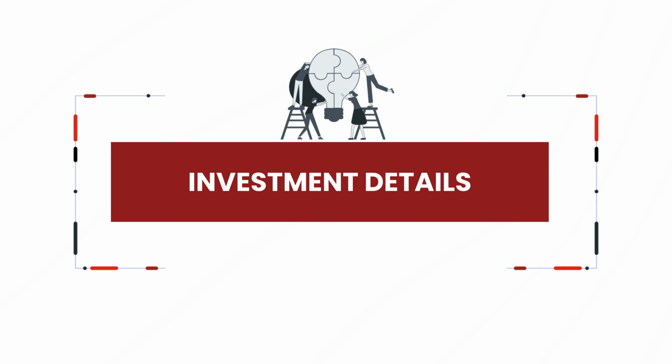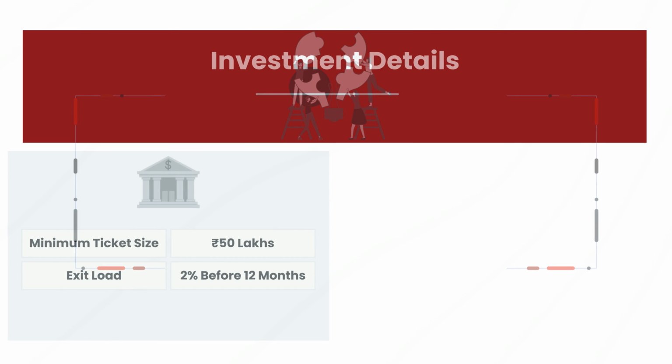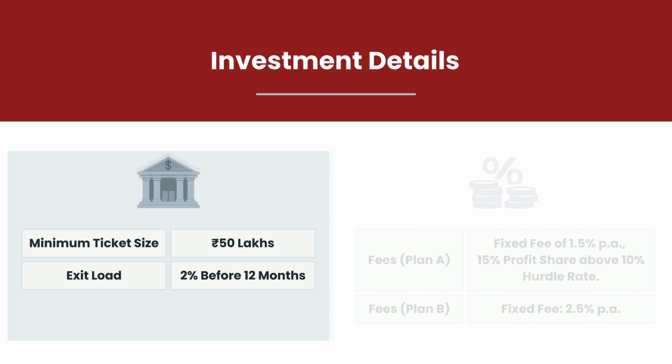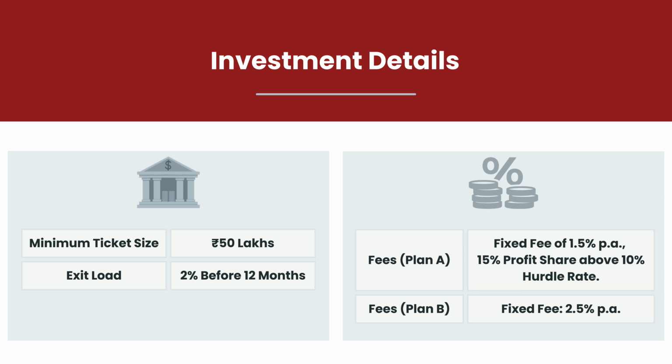Now, let's take a look at the investment details of the fund. The Stallion Asset Core Fund is a multi-cap concentrated PMS scheme with a minimum ticket size of 50 lakh rupees. There is no lock-in period for this fund, but an exit load of 2% is payable if units are redeemed within 1 year. There are 2 plans for the fees of the PMS. Plan A has a fixed fee of 1.5% and a performance fee of 15% of excess profits above a 10% hurdle rate. On the other hand, Plan B includes a fixed fee of 2.5%.